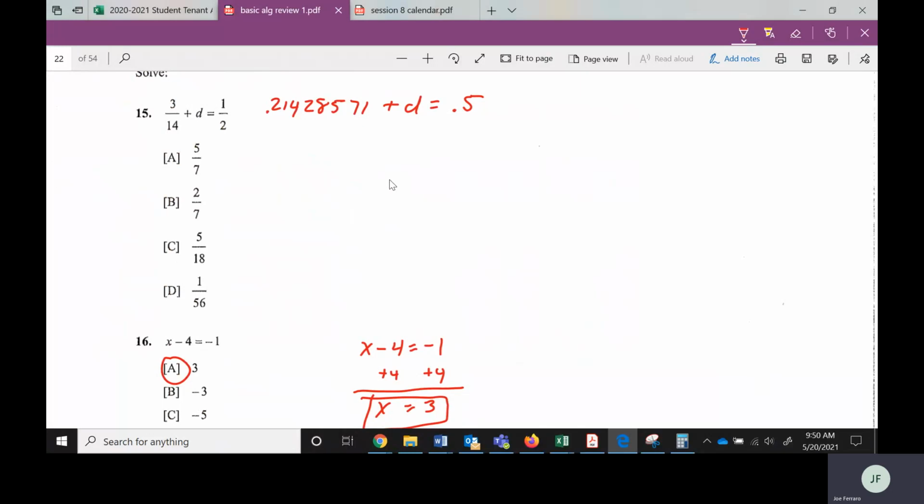Now people sometimes get confused because if we see a plus, we're used to subtracting whatever is after the plus. Well, the order is different here. We want the D by itself, so we want to get rid of this. So we look at this number, it's a positive number, so we will subtract this number from both sides.